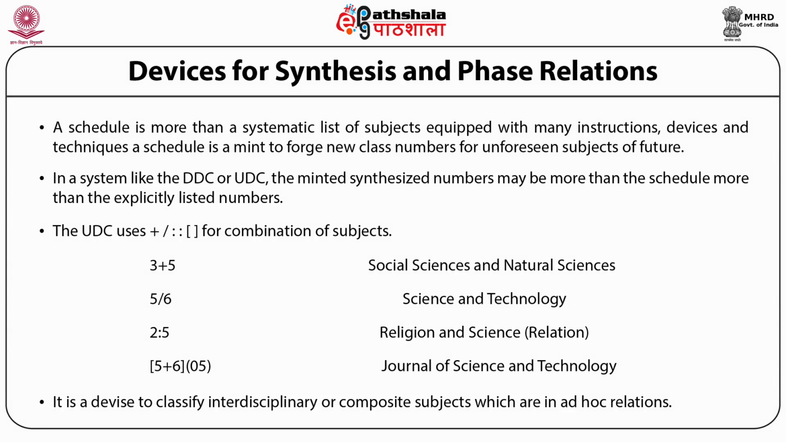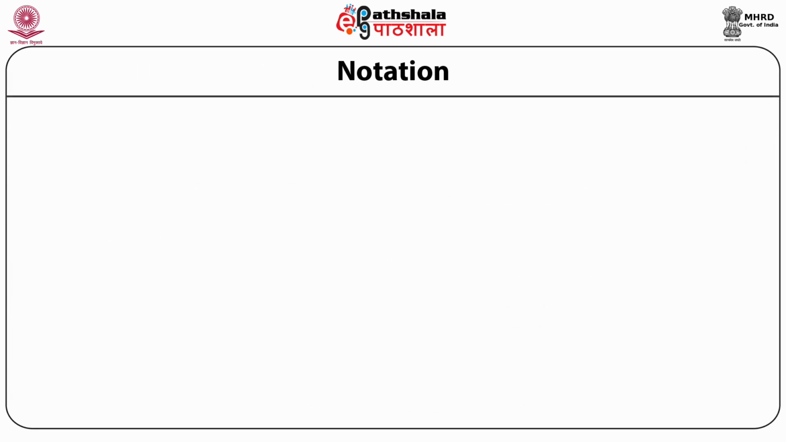Another component of the schedule is known as techniques, which are devices for synthesis and phase relation. In every faceted classification, you have to make provisions for combining two or more classes or to make a subject already given more precise and more sharp. This was not available in enumerative classifications, but it is an essential component of a faceted classification or analytical synthetic classification.